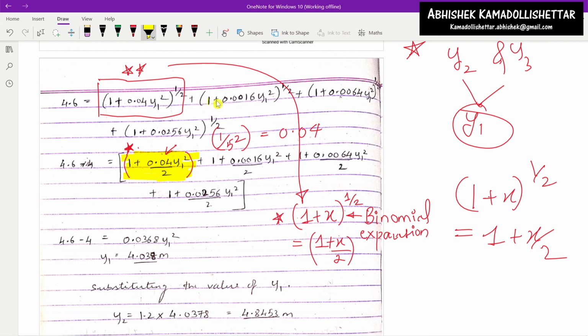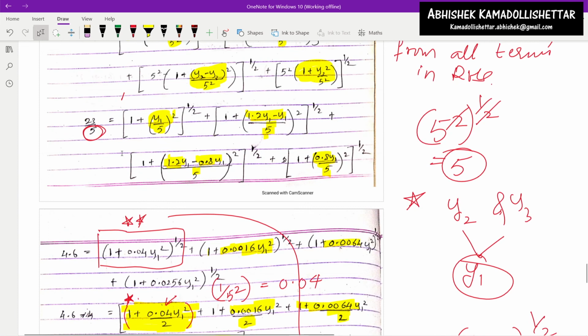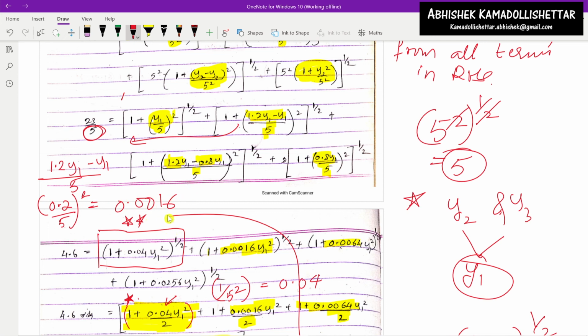Now next one, again 1 plus 0.0016 y1 square. That is written the same here, divided by 2. Similarly everywhere you are writing the same thing. So I hope you got how you got all the values here. You have to multiply in the calculator respectively. So 1.2 y1 minus y1, which means 0.2 y1 by phi the whole square. When you do this you get 0.0016. That is what is written here.